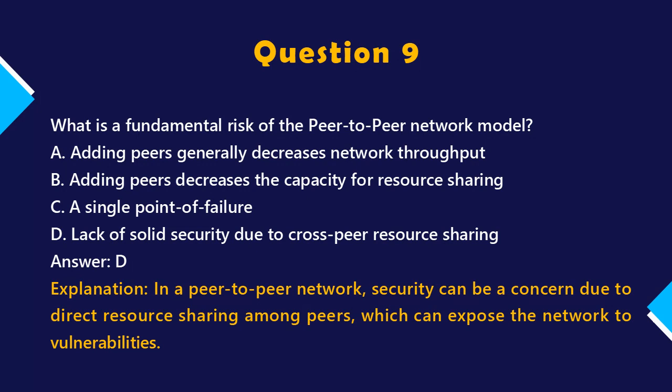Question 9. What is a fundamental risk of the peer-to-peer network model? A. Adding peers generally decreases network throughput. B. Adding peers decreases the capacity for resource sharing. C. A single point of failure. D. Lack of solid security due to cross-peer resource sharing.